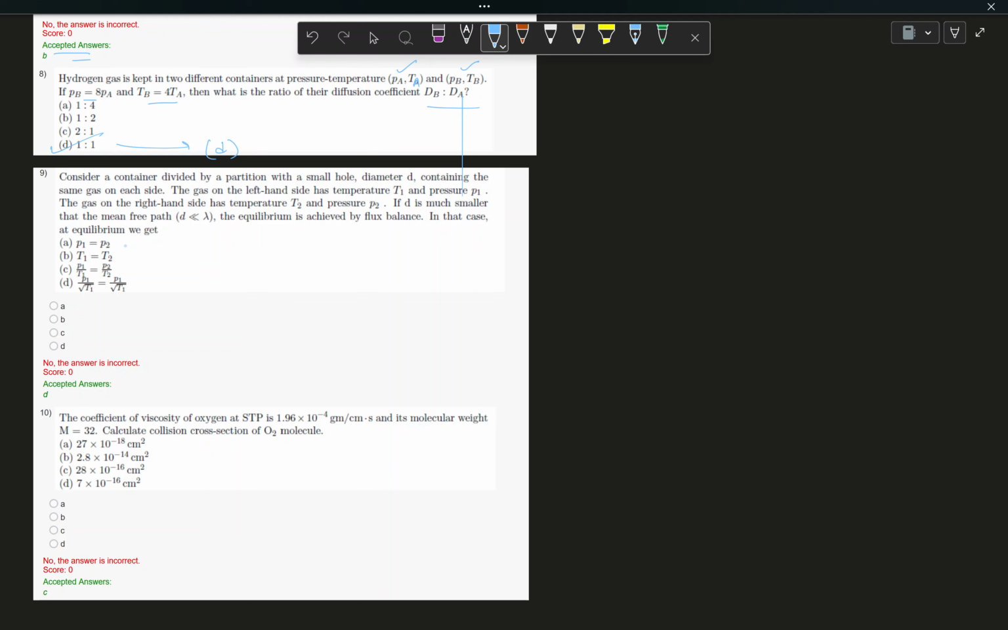So you can understand that through that hole, gas molecules from one part of that container can travel to the other part. Okay, and similarly vice versa, from right hand side to left hand side or left hand side to right hand side, flow will be done through the hole in the partition. And it is mentioned that there is a particular temperature and pressure on the left hand side, as well as a particular temperature T2 and pressure P2 on the right hand side. And another important condition is that D, the diameter of the hole, is much smaller than lambda or mean free path. And also when the system reaches equilibrium, it is mentioned that the equilibrium is achieved by flux balance.